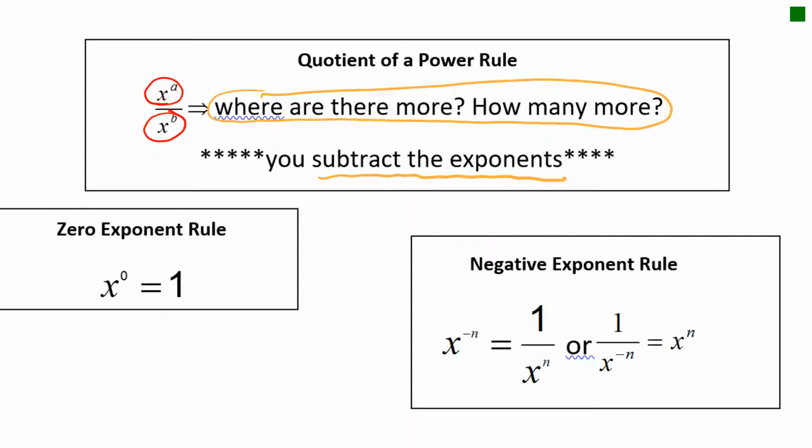So for example, if I change this problem and put x to the 4th on the top and x to the 7th on the bottom, I have 4 x's on the top, 7 on the bottom. Boom, boom, boom, boom, leaves me with 3 x's, but it's on the bottom, so I'd have to put a 1 up on top. You have to have something on the top. You don't have to have the 1 on the bottom. You can leave that off. But if your x is on the bottom, you've got to have the 1 up in the numerator, okay?